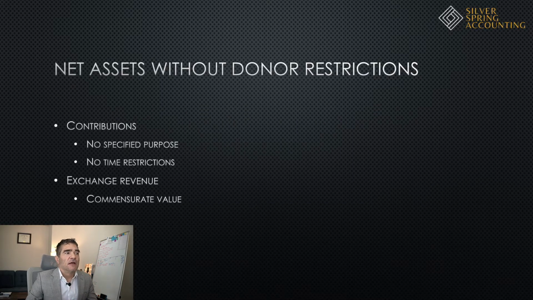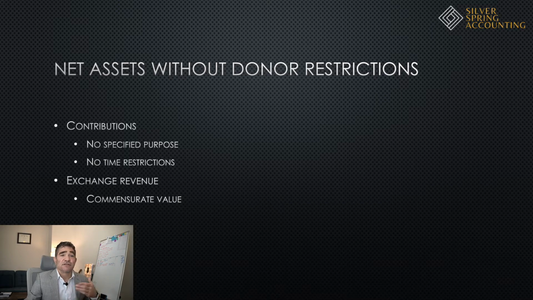So net assets without donor restrictions will generally include contributions that have no specified purpose, and there's no time restrictions, meaning either the donor has not specified a specific time when it can be used in the future, or it came in as actual cash or check instead of us waiting on funds from a pledge.